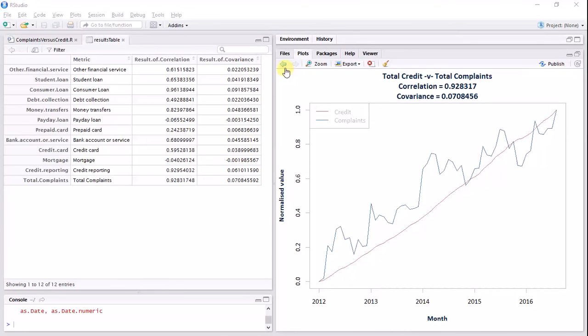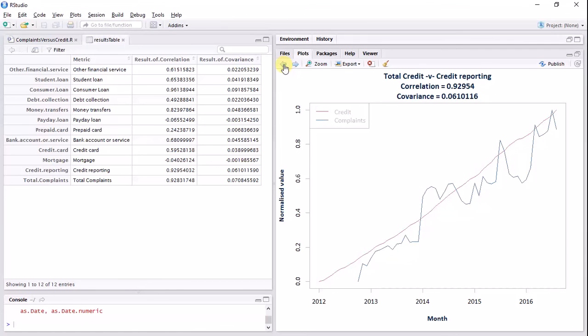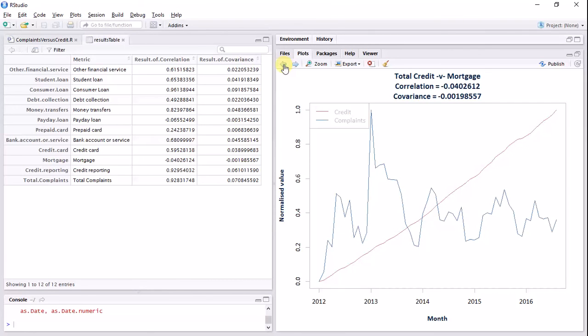This is actually easier to see in the visuals than in the raw numbers. So we can see the products that do co-vary and the products that obviously do not.